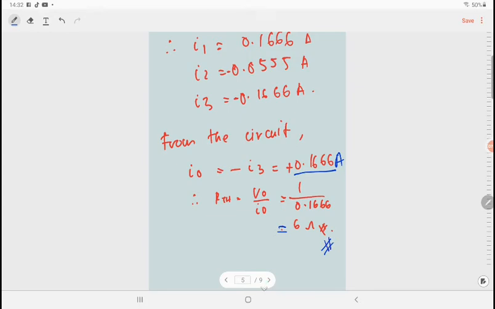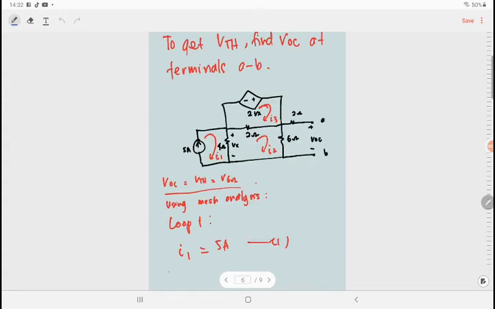Okay, next, we are not settled yet. We need to find the value of VTH. VTH is actually the open circuit voltage at terminal AB. We use this circuit to find the value of VTH. If you see here, this is our VTH, the open circuit voltage. But always remember, due to the open circuit over here, the current at the 2 ohm resistor is always 0. So we can say that the open circuit voltage is equal to VTH, or equal to the voltage at the 6 ohms.